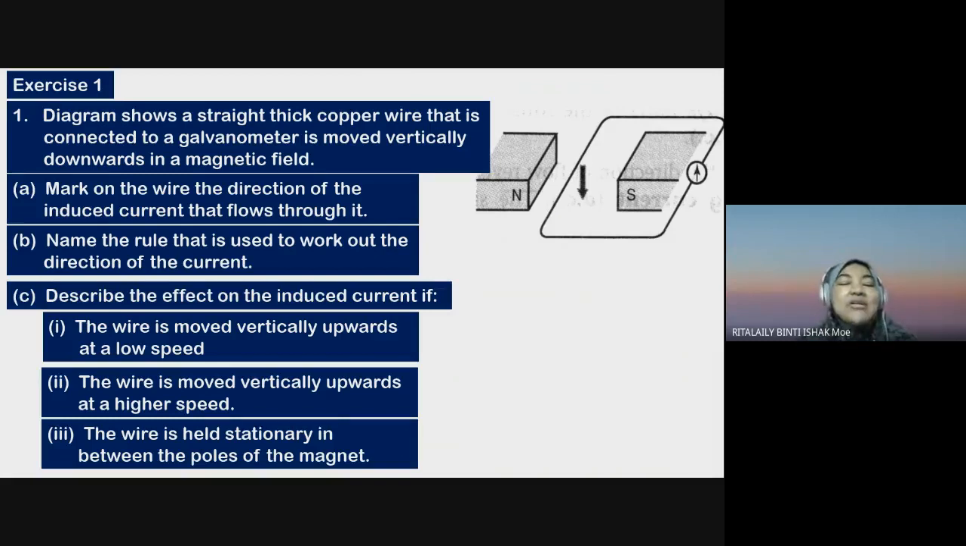Mark on the wire the direction of the induced current that flows through it. Okay, the wire is moved downward. So let's say this is A and this is B. To which direction is the current? From A to B or B to A? Okay, the conductor is moved downward. So the current flows from B to A. B, name the rule that is used to work out the direction of the current. Yeah, very good. The rule is Fleming right hand rule.